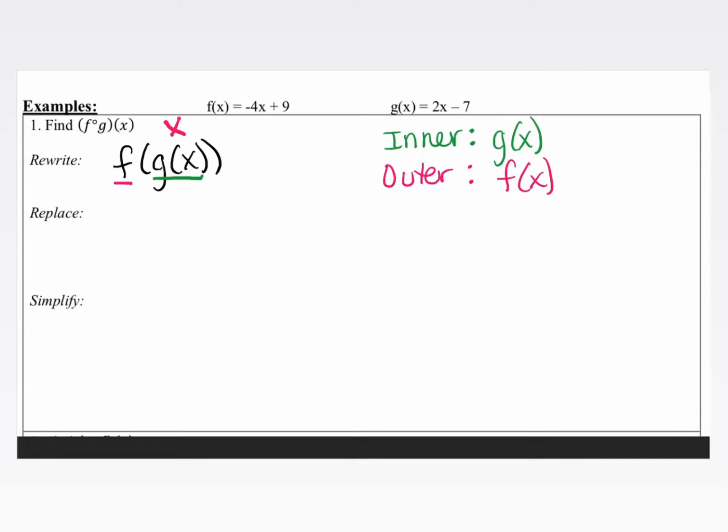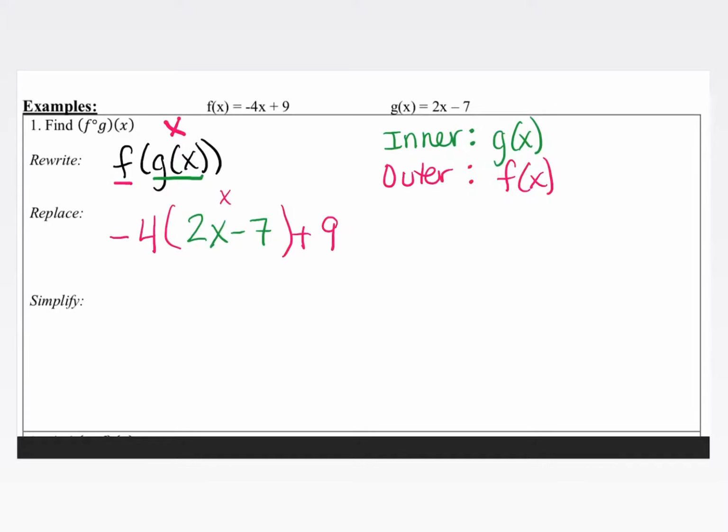So moving on to the next step with replace, I'm going to take my outer function and use it as like an outline. So the outer function is negative 4x plus 9. But instead of x, I like to replace it with a set of parentheses. Because inside of those parentheses, where that x originally was, is where we're going to input g of x. In this case, our g of x function is 2x minus 7. So see, we have our outer function of negative 4x plus 9, but instead of x, we're replacing it with our g of x function, or 2x minus 7.